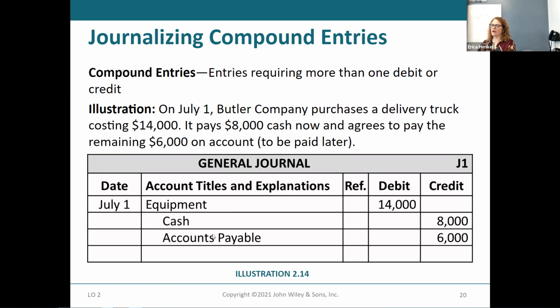So in this entry, we're buying some equipment, partially with cash and partially with a payable. We debited our equipment for $14,000, and then we credited cash for the $8,000 in cash that was paid, and then $6,000 for the remaining part that we still owe them for. Okay.